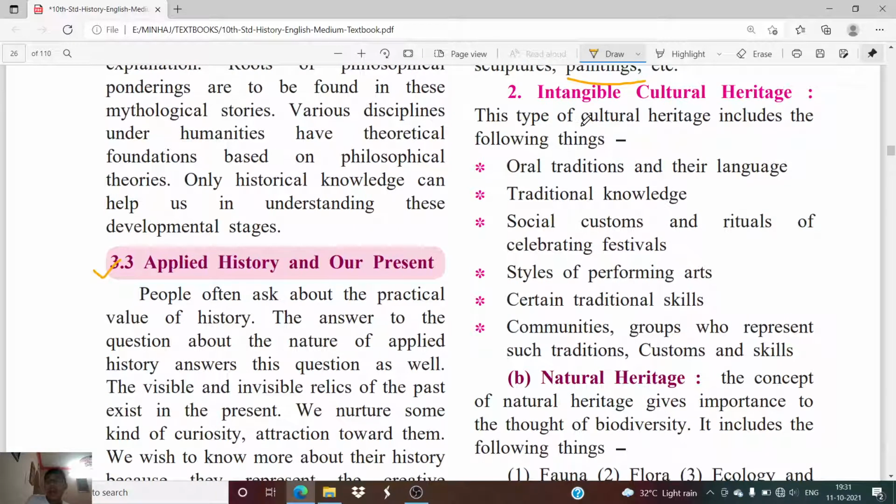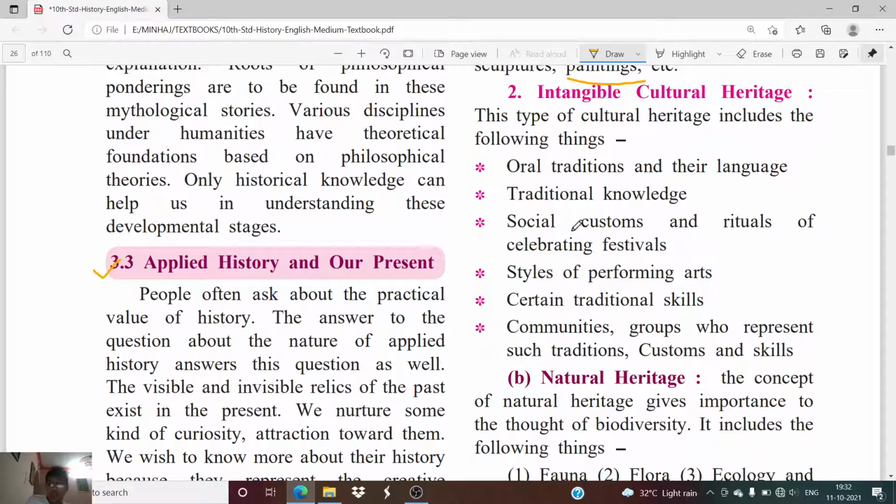Now, intangible cultural heritage. This type of cultural heritage includes the following things. What is included? Oral traditions and their language, traditional knowledge, social customs and rituals of celebrating festivals, styles of performing arts, certain traditional skills, and communities and groups who represent such traditions, customs, and skills.